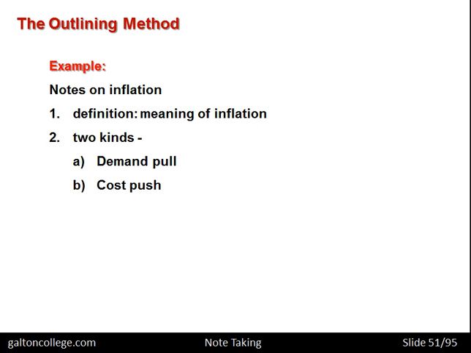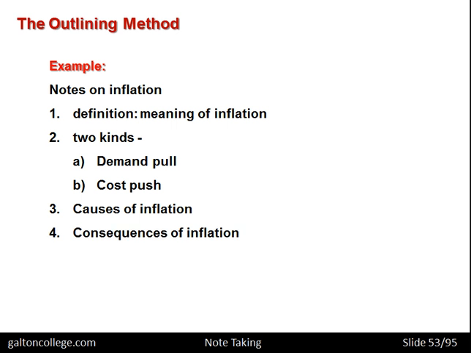You can see here that the outlining method, this example on inflation, we're simply outlining the various points. So we have the definition of inflation. That's our first, if you like, indent. Then we have the second, which is there are two kinds of inflation that we may identify. Demand pull and cost push. And these are indented again under the 2 kinds. We have the causes of inflation and the consequences of inflation. Again, indenting, we have unemployment and balance of payments. So that's the outlining method.